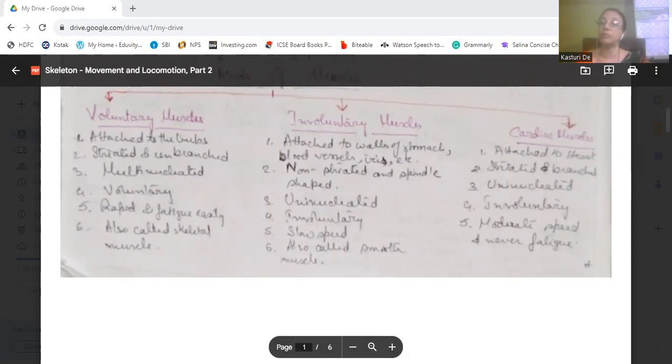In cardiac muscles, they are attached to the heart. Cardiac means related to the heart. They are striated and branched, and uninucleated. They are involuntary muscles, that is, the heart muscles are not in our control. We cannot control the movement of the heart. They have a moderate speed and they never get tired. They are never fatigued.